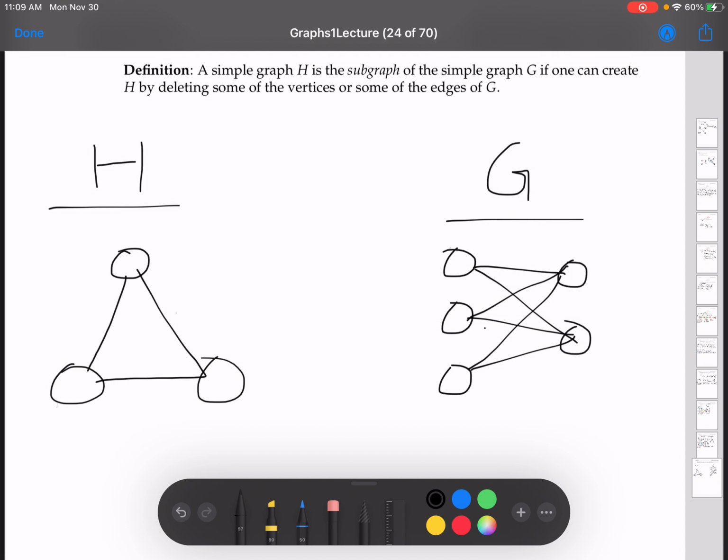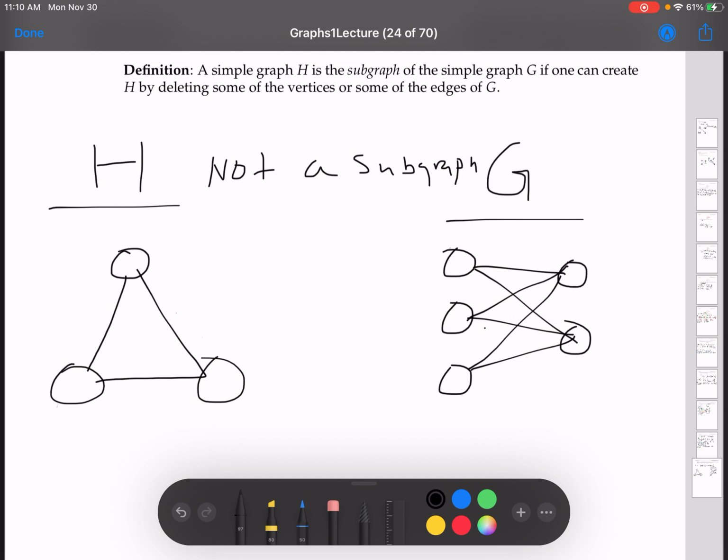All right, notice this is K3, and this is K3,2. This over here is the complete graph on three vertices. This is the complete bipartite graph on three and two vertices. And so we wonder, is H a subgraph of G? And it's not. This is not a subgraph.